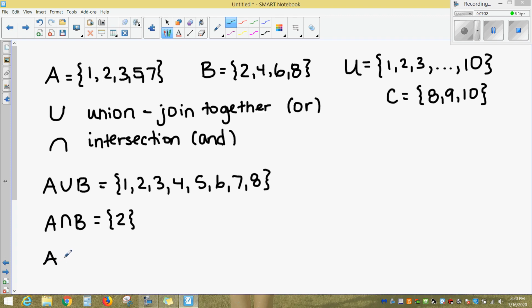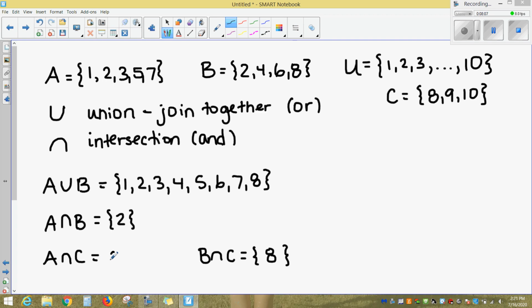If I ask you to find A intersect C and B intersect C, and the intersection is writing down everything they have in common, I guess since I started here, we're going to start there. If we look at 2, 4, 6, and 8, which is B, the elements of C are 8, 9, and 10. It looks like 8 is the only number they have in common. Now, if we compare the lists of A and C, notice that there are no elements in common.